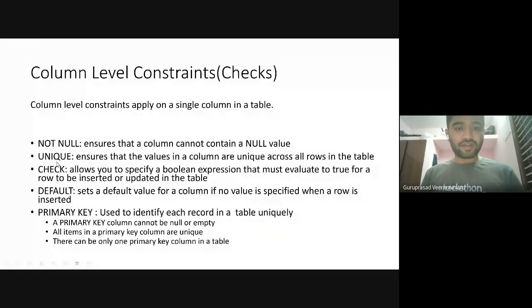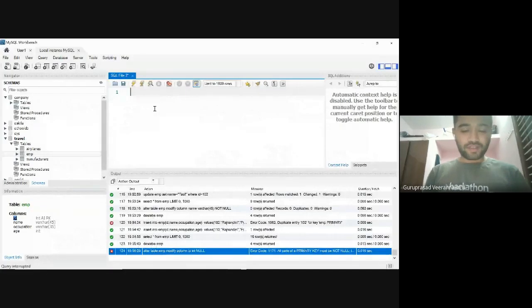So how is unique different from primary key? Unique plus not null is equal to primary key. Okay. So that is the only difference. Good. So if a column is unique and not null, then it can be a primary key. Plus there is also one more constraint: there can be only one primary key in the table.